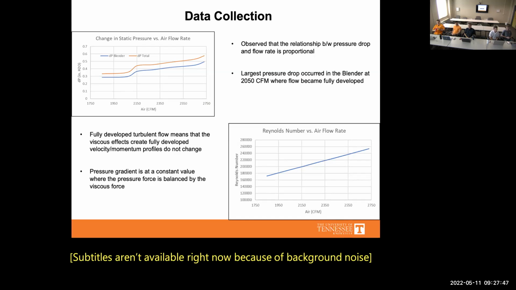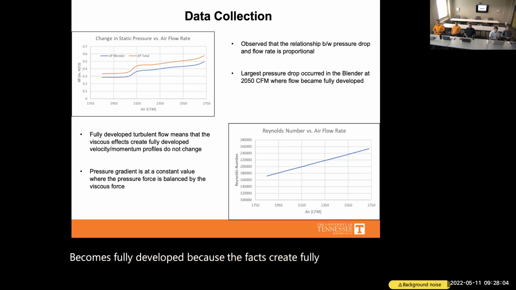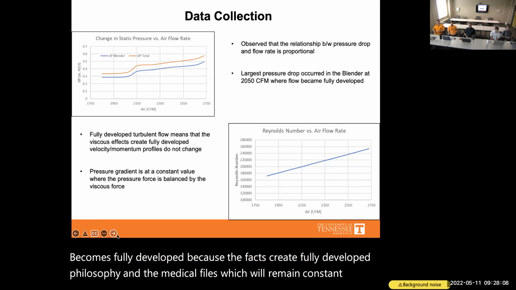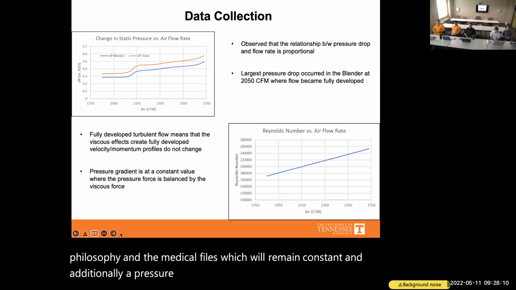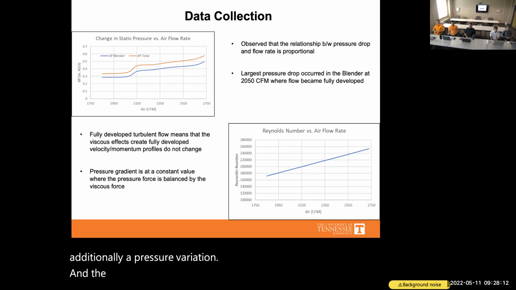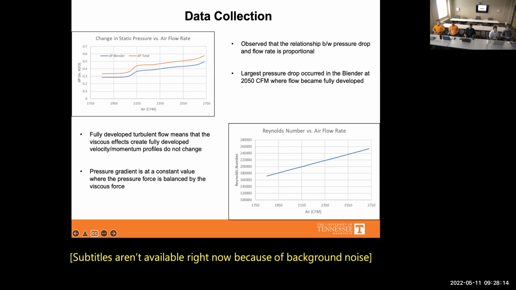Number two, about 80% of our pressure drop actually came from the blender, where the flow became fully developed at about 2,050 CFM. What that means is, as the turbulent flow becomes fully developed, viscous effects create fully developed velocity and momentum profiles, which will remain constant. And additionally, the pressure gradient is at a constant value, where the pressure force is being balanced by the viscous forces.